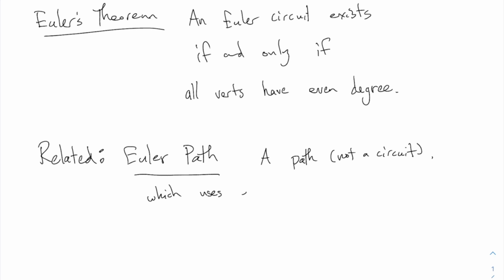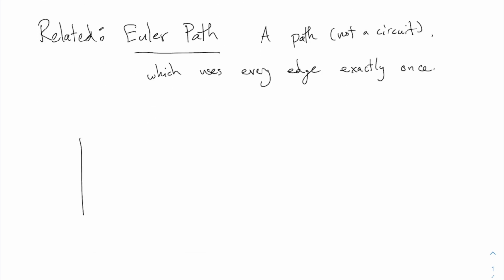which uses every edge exactly once. All right? There are some graphs which have no Euler circuit, but they do have an Euler path. I've got an example. So let's talk briefly about Euler paths. It turns out, based on what we already know about Euler circuits, it's actually not so hard to make some simple observations that let us do the same kind of business, but about Euler paths.